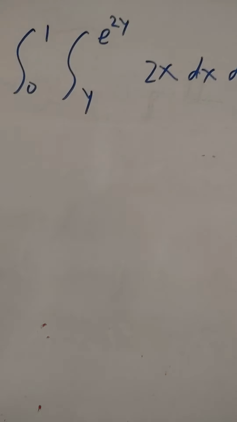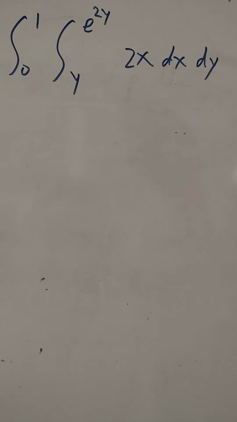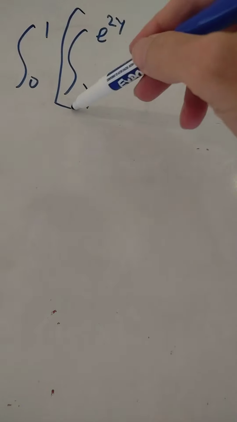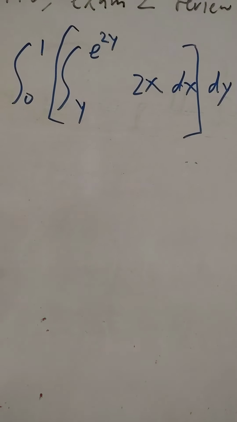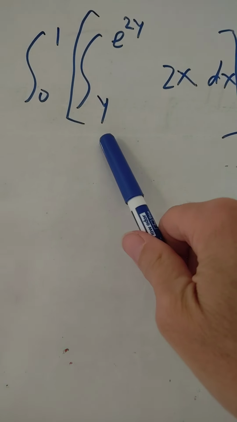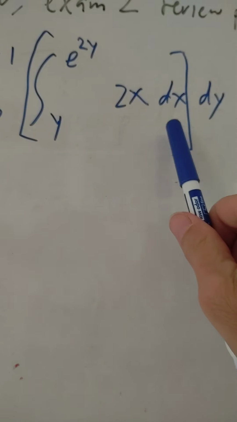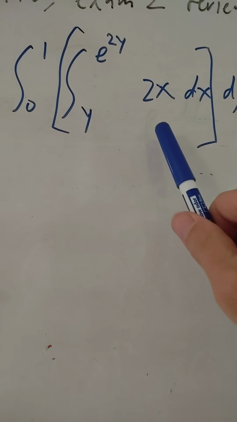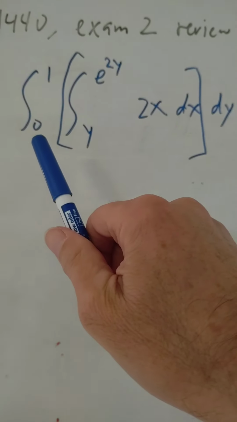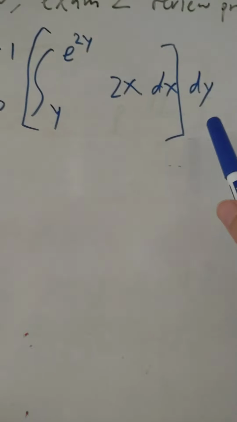So here's what I like to do when I have a double integral. I like to draw these brackets here because that's like my inner integral. This is the inner integral, and it's with respect to x. Once I get that answer, I'm going to do the outer integral, the integral from 0 to 1 of this answer dy.